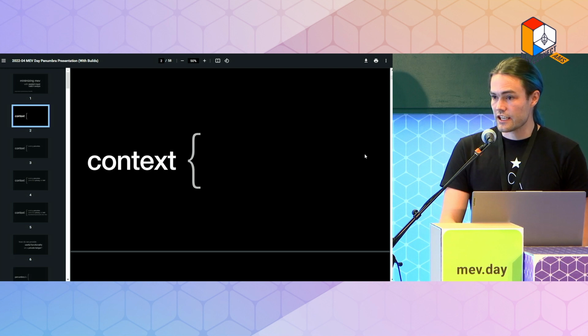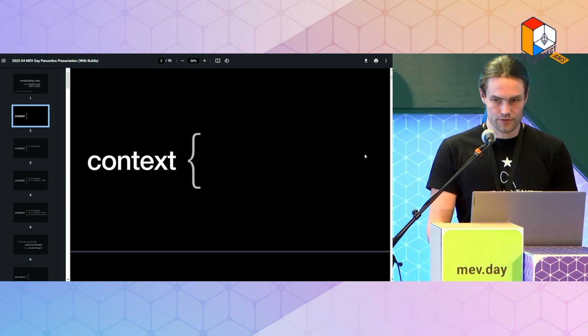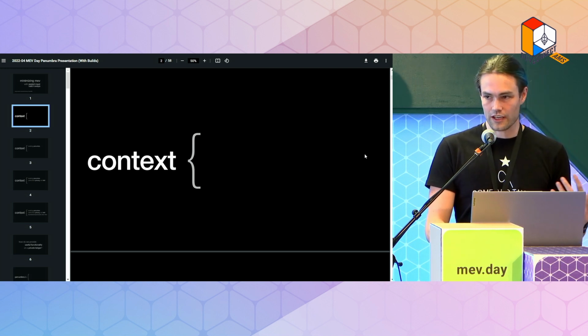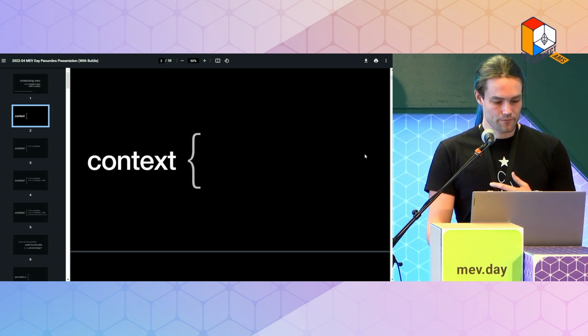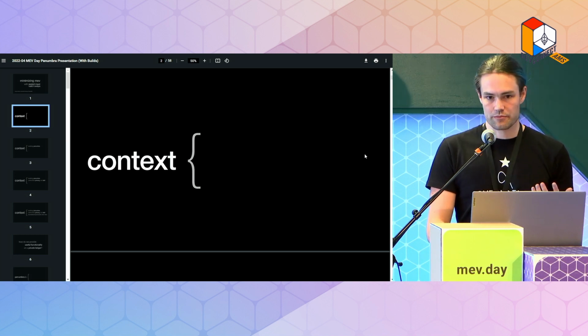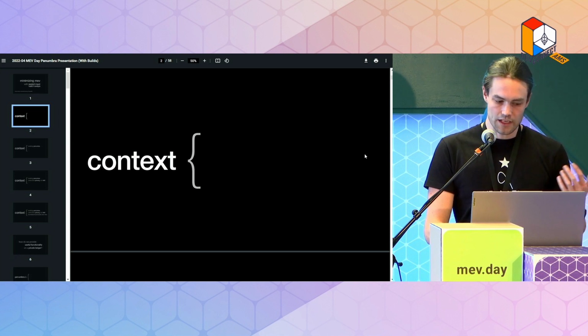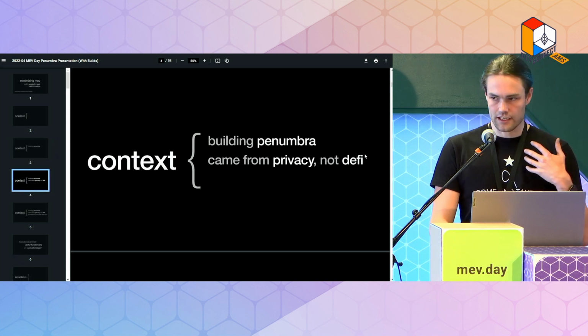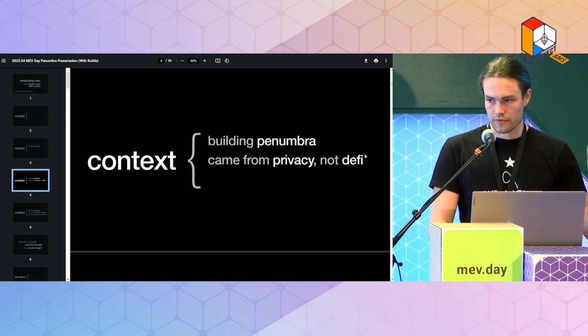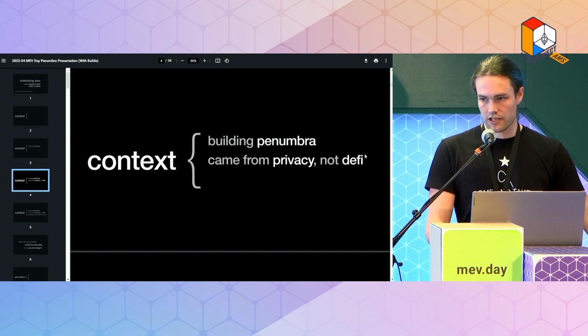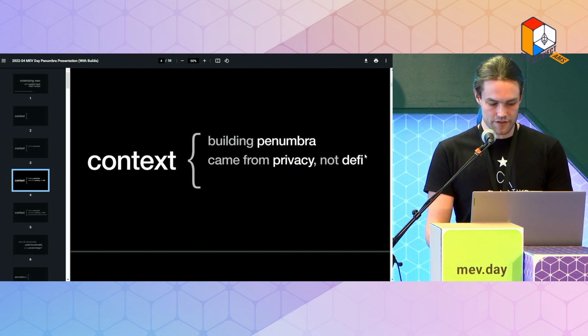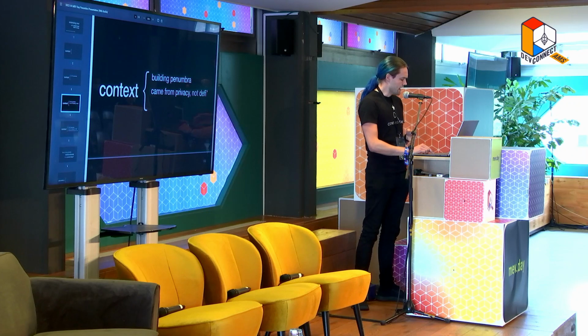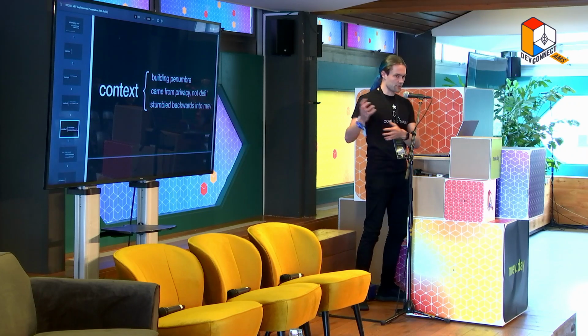And so for context, it's maybe helpful to explain how I got here, because it's a little bit different from many of the other people at this event, right? So I'm working on building a project called Penumbra, and that really came from more of a privacy background or perspective rather than from DeFi. And so I've stumbled backwards into this MEV mitigation thing by accident.